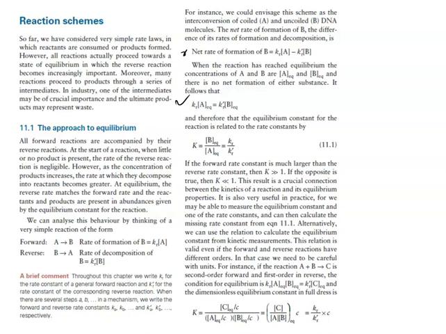k times the concentration of A at equilibrium equals k prime times the concentration of B at equilibrium. And therefore, the equilibrium constant for the reaction is related to the rate constants by the following, where big K equals the concentration of B at equilibrium over the concentration of A at equilibrium, which equals the rate constant k over k prime.